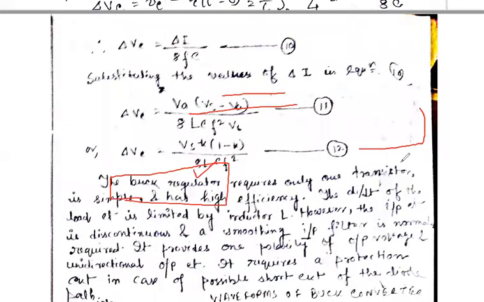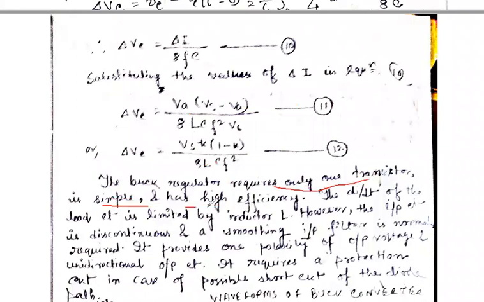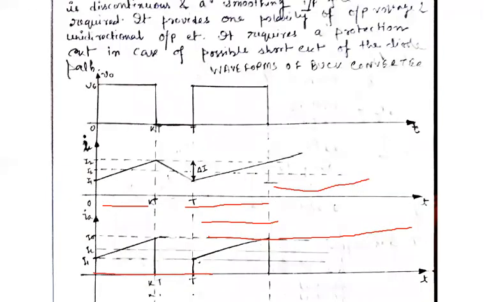So what are the advantages of a buck regulator? It requires only one transistor. It is simple and has high efficiency. The di/dt of the load current is limited by the inductor. However, the input current is discontinuous and a smoothing input filter is normally required. It provides one polarity of output voltage and unidirectional output current. It requires a protection circuit in case of possible short circuit of the diode path. That's why we use a freewheeling diode.